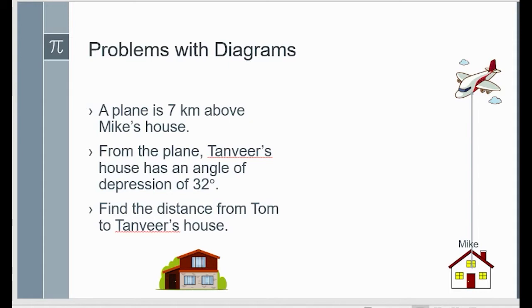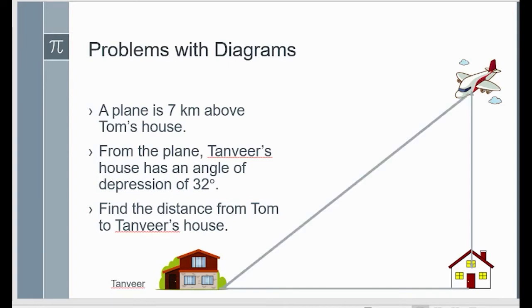Once we've got that, we need to have an angle of depression. So I'm going to draw a line between the houses. And then I'm going to draw a line to finish the triangle between the plane and Tanvir's house. So at this point, we've got 3 sides of the triangle. And now we have to find where does the angle of depression go.